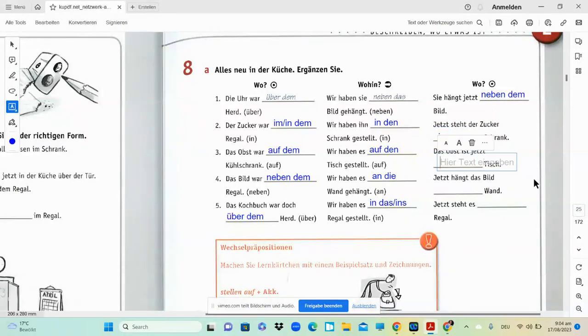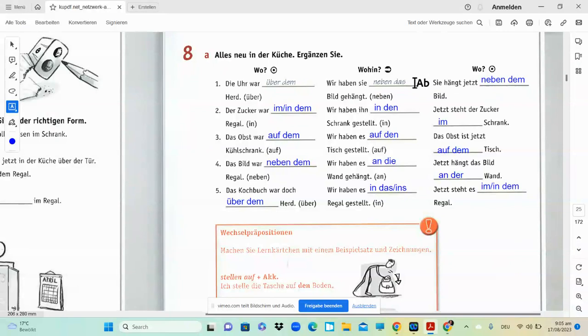Okay, now again, das Obst, it's jetzt Tisch, so you will say auf dem Tisch. Okay, jetzt hängt das Bild, so now it is hanging, but it is dative, and Wand was feminine, so an der Wand. Okay, jetzt steht es Regal again, das Regal, it becomes im Regal, or in dem Regal. Okay, I hope it is pretty clear.